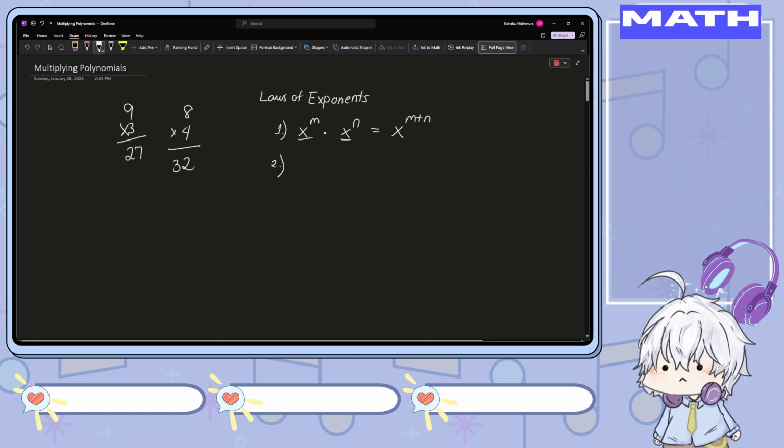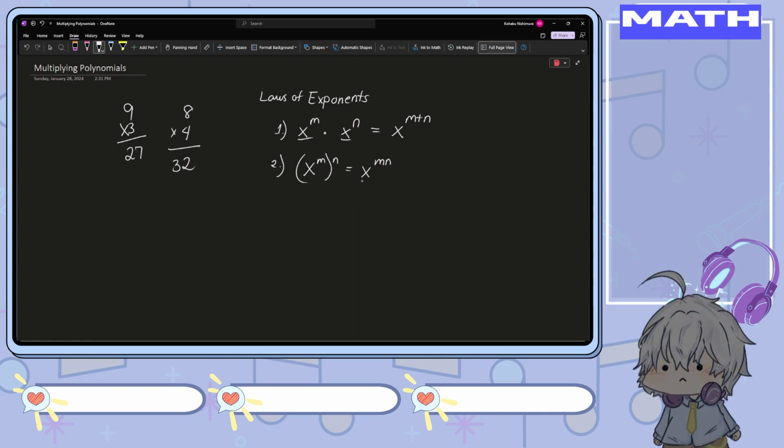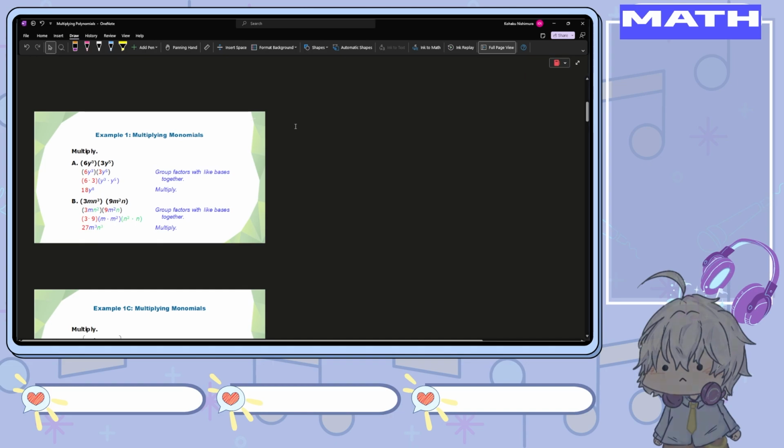And the second one is the power law. Let's say I have x raised to m, raised again by another exponent outside, which is n. What we need to do is keep their base and multiply the exponents. So with that out of the way, let's discuss this furthermore.